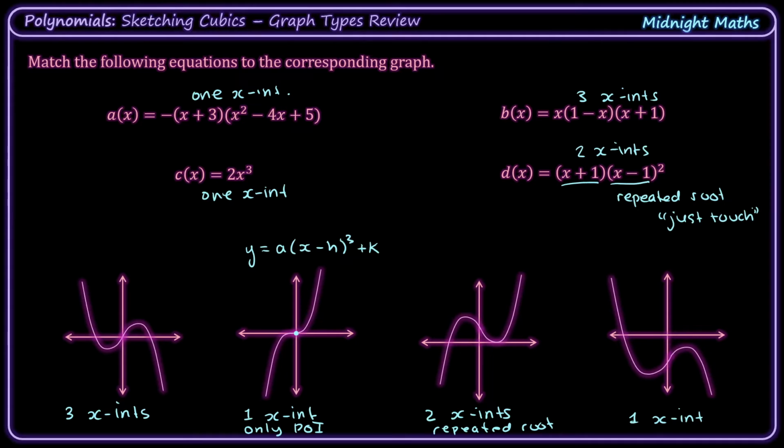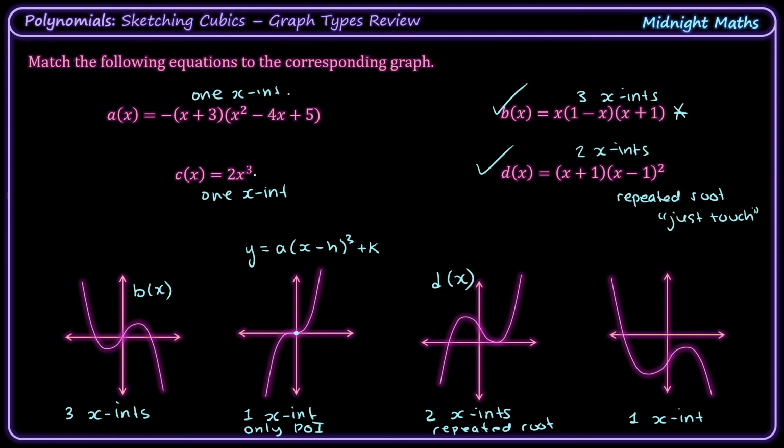Now, there are a few that are quite obvious that we can do straight away. There's only one which had 3 x-intercepts, which was b of x, so this one must be bx. There's also only one that had 2 x-intercepts, one of which was a repeated root, which is this one, so this is dx. Now the last two are a bit trickier because there's only 1 intercept in both. However, one of them we mentioned has to be in the point of inflection format, where we can just translate it around and it doesn't have any curves.